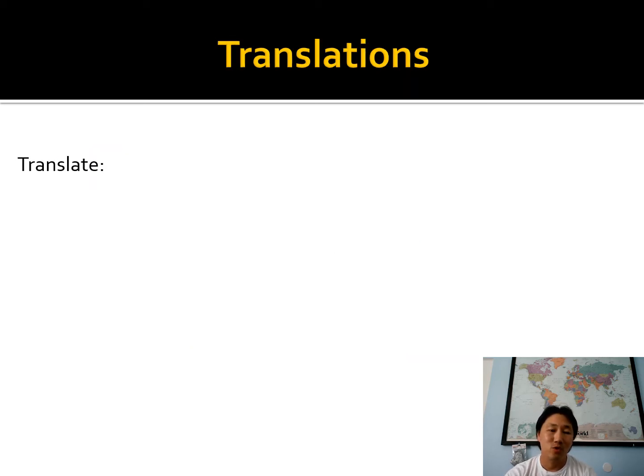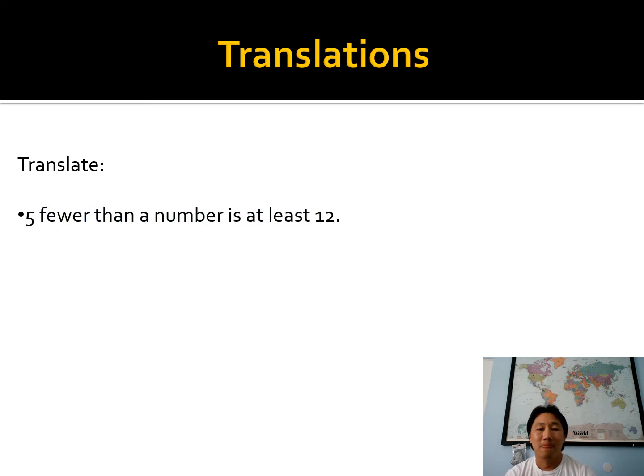Let's go ahead and do some translations. I give you a sentence, you have to put it in an inequality. These can get a little bit tricky because sometimes less than means that symbol, sometimes it means minus, so you have to pay attention. 5 fewer than a number is at least 12. Here's the answer, and I'll explain it right now.